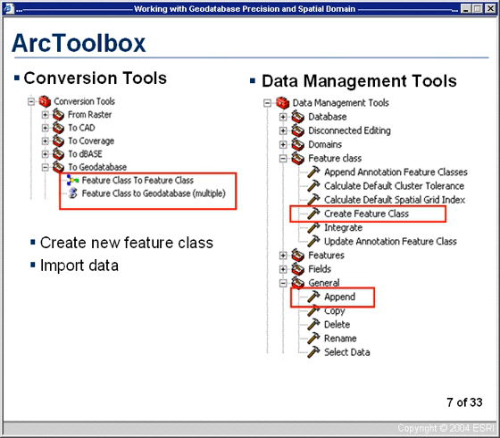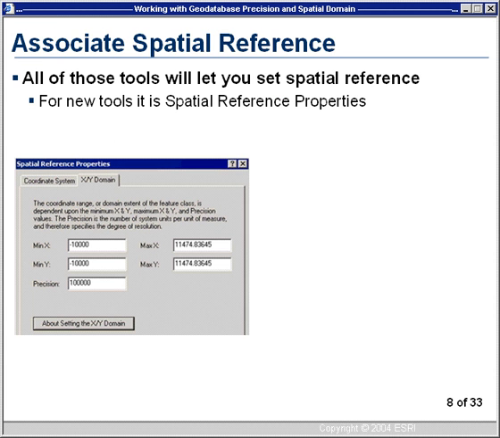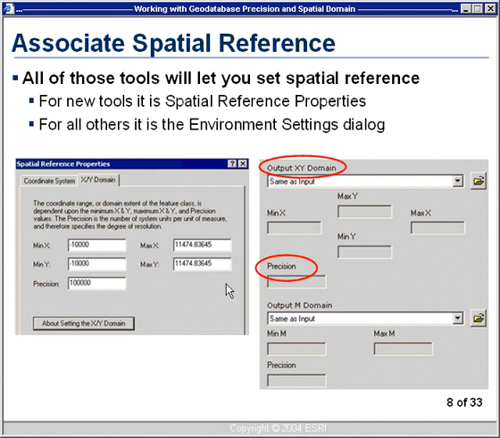We mentioned earlier that each of these tools will allow you to set precision and spatial domain. And there are two types of dialogues. You will find that the dialogues for setting precision and spatial domain look a little bit different, depending on if you're creating a new empty feature class or feature data set, or if you're importing data into a geodatabase. This is the dialog that you will see when you're creating a new empty feature class. And this is the dialog where you can set precision and spatial domain as you're importing data into a geodatabase. Both allow you to set the same properties, they just look a little bit different.